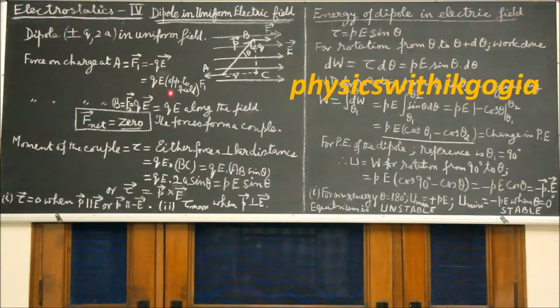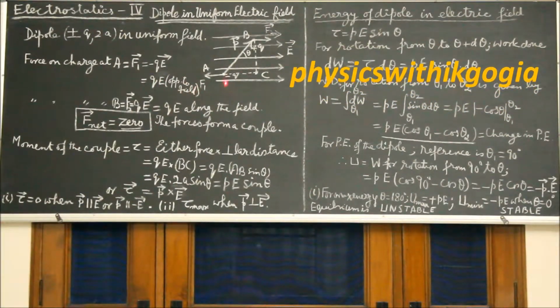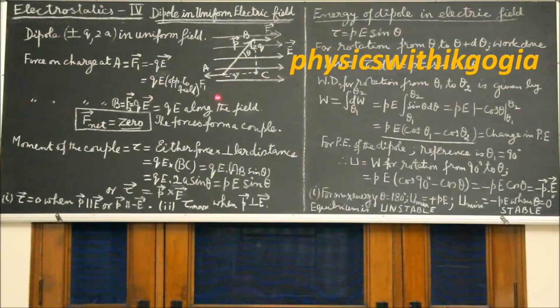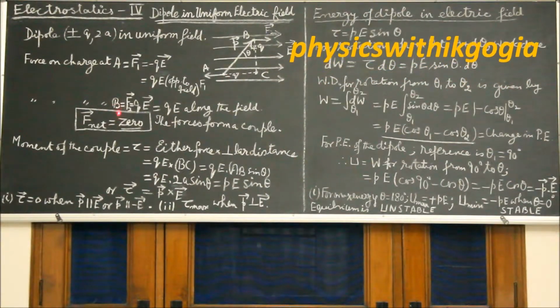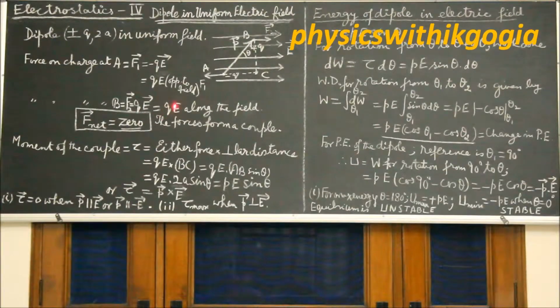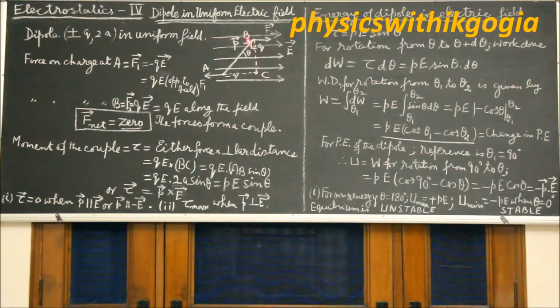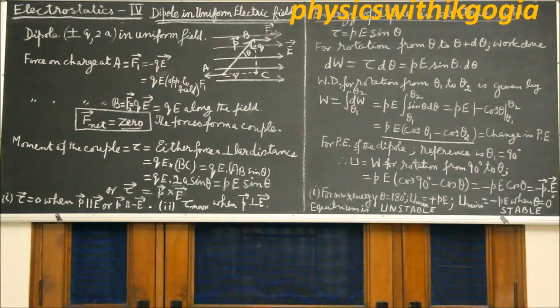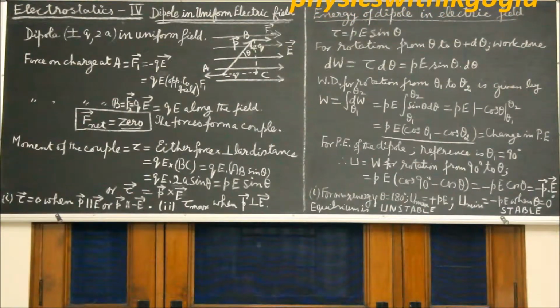The force is QE opposite to the field because the charge is negative. Similarly, the force on the positive charge at B will be plus QE, along the direction of the field. The two forces are equal but opposite, therefore the net force is 0. The dipole will not show any translatory motion if it is placed in a uniform electric field.